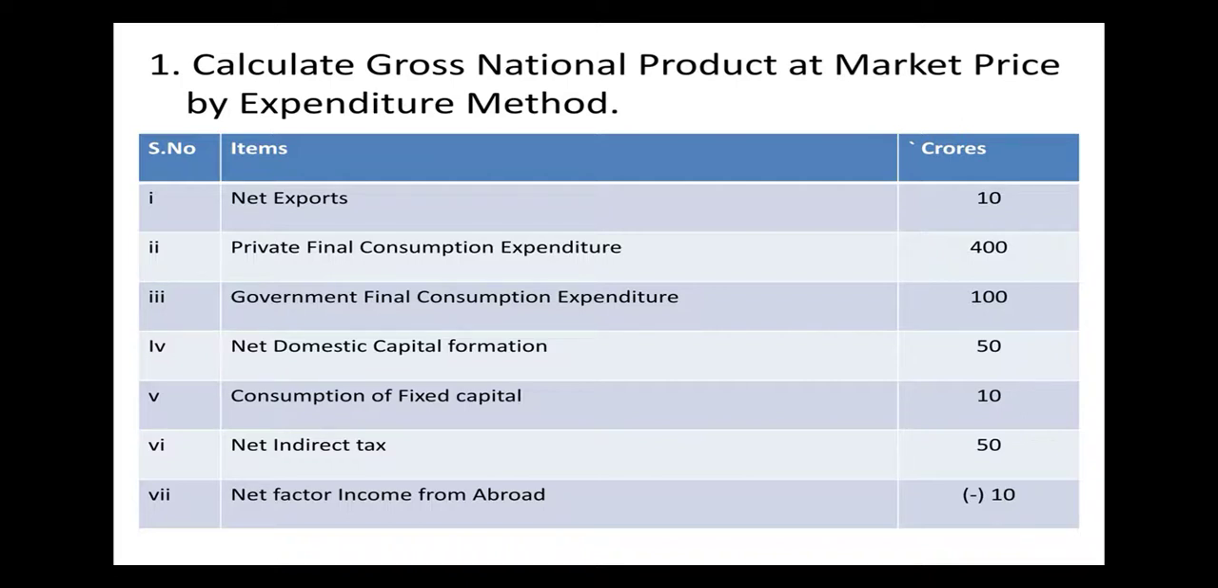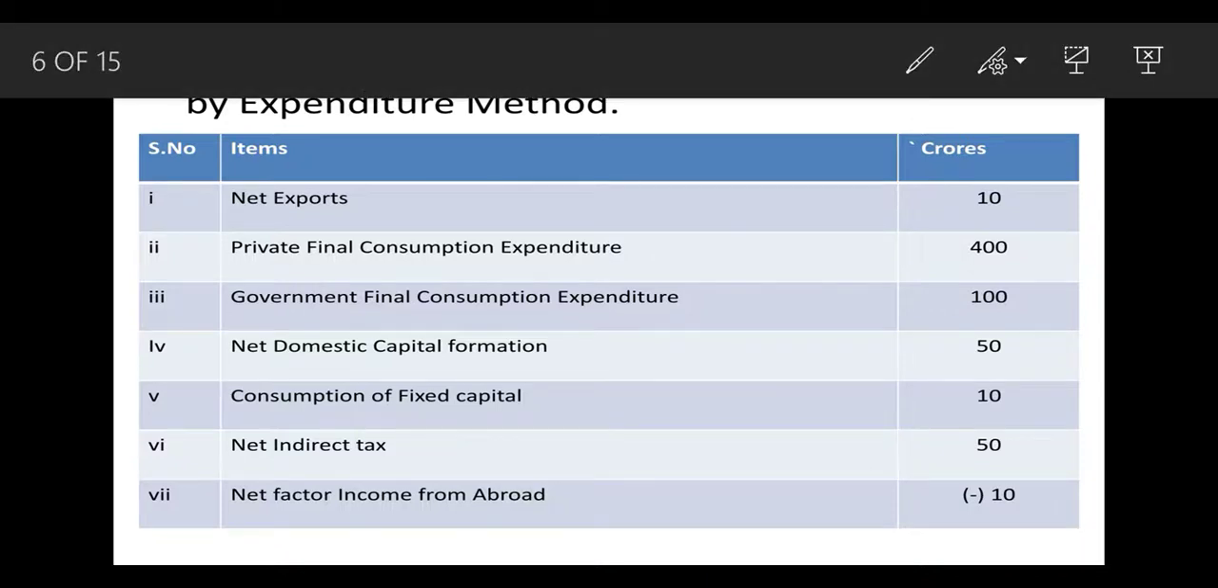Here we need to find out the gross national product at market price by the expenditure method. These items are given in crores: net exports, private final consumption expenditure, government final consumption expenditure, net domestic capital formation, consumption of fixed capital, net indirect taxes, and net factor income from abroad. First of all we will find which main things are here: private final consumption expenditure, government final consumption expenditure, gross domestic capital formation, and the net exports we need to count.